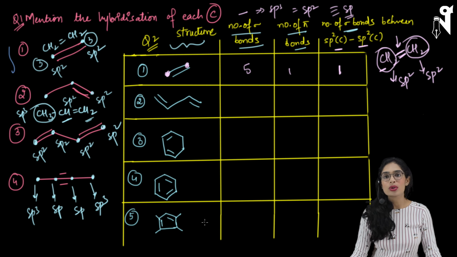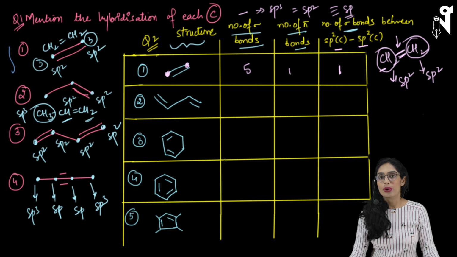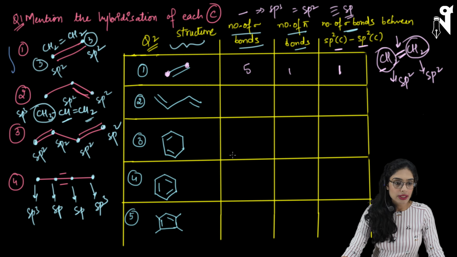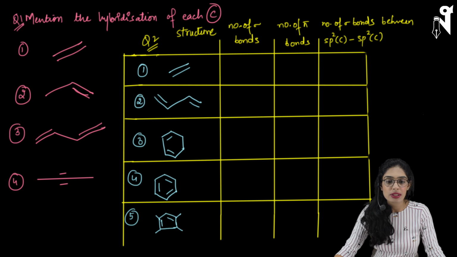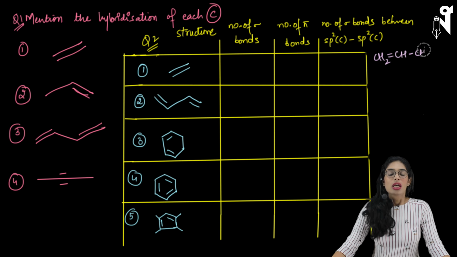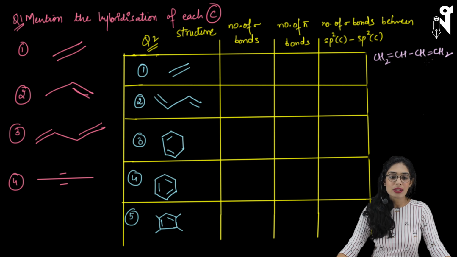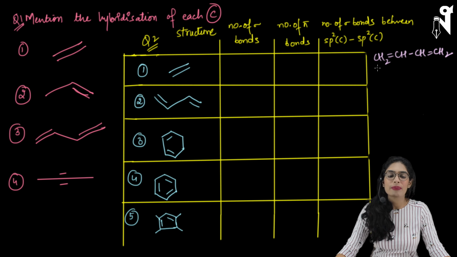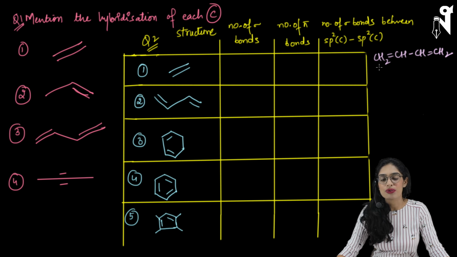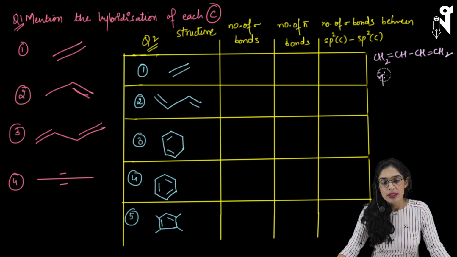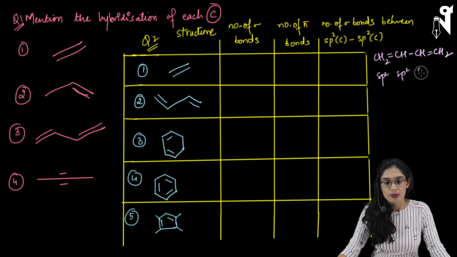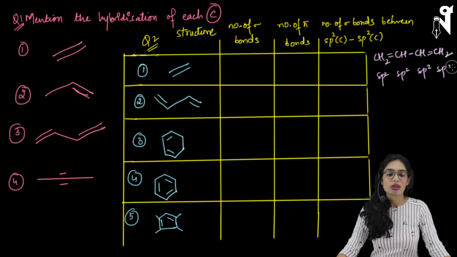I'll just solve another question also for you, and the rest you'll try out on your own. So let's see another question. Another question is CH2 double bond CH single bond CH double bond CH2. So let's write down the hybridizations first. As I mentioned, all doubly bonded carbons are sp2. So this is sp2, this is sp2, this is sp2, and this is sp2. All of these are sp2 hybridized carbons.